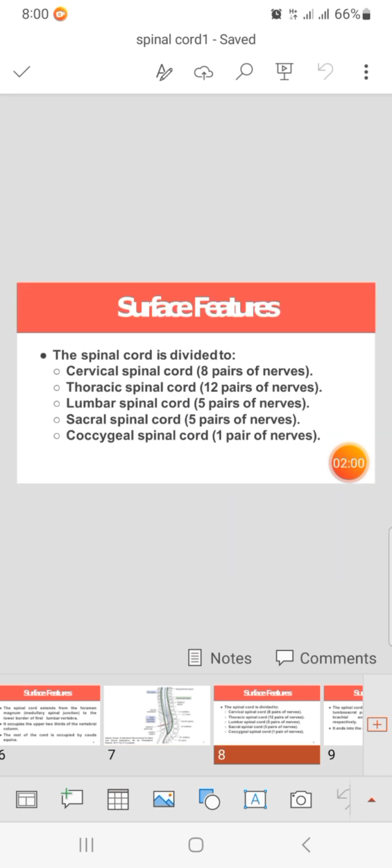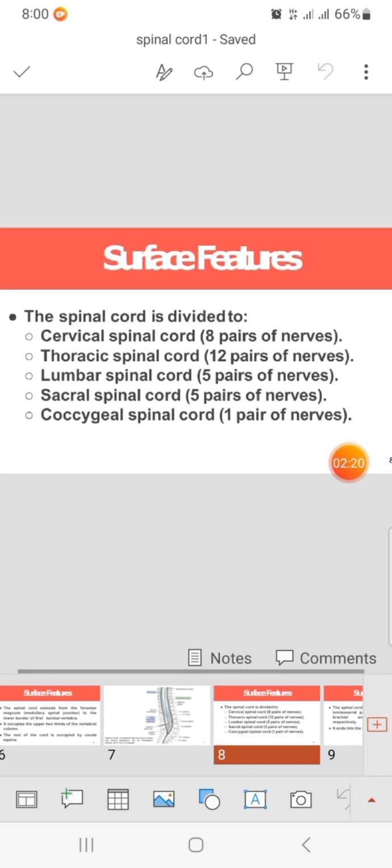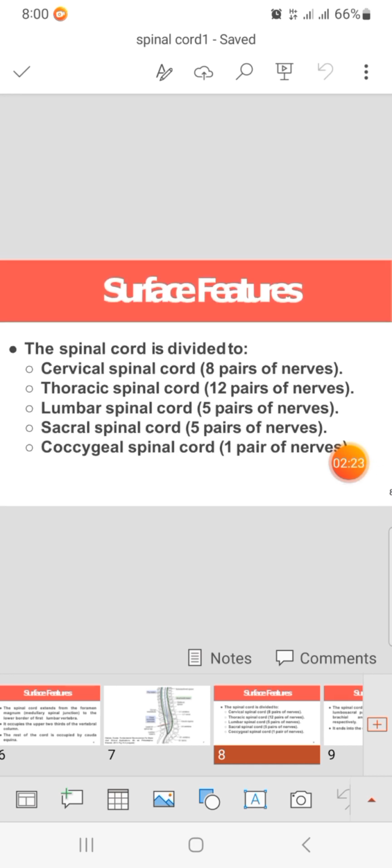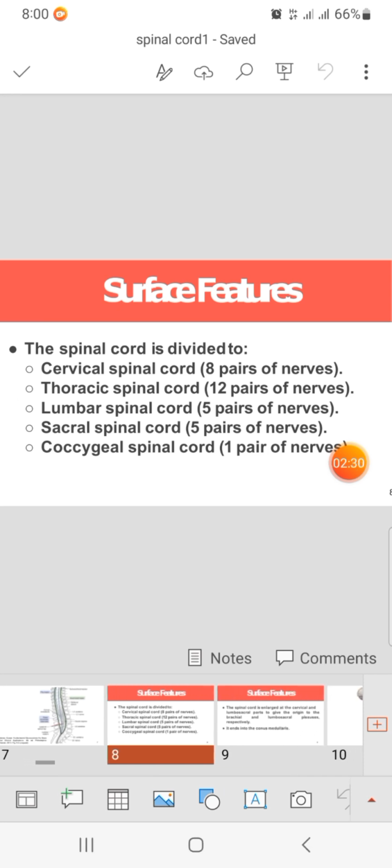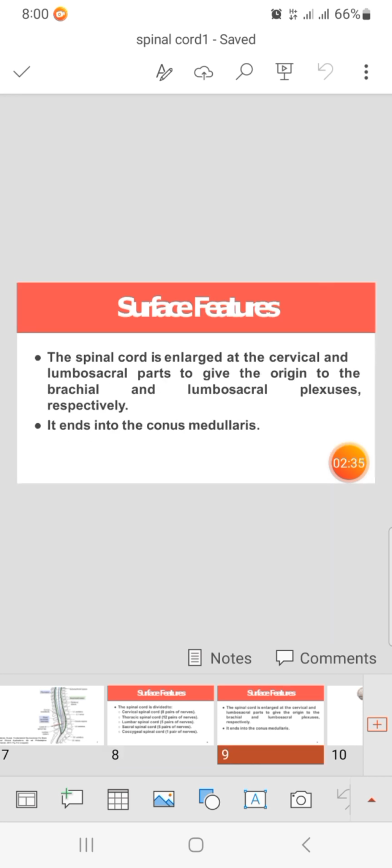Now we come to the different parts of the spinal cord. It is mainly divided into the cervical spinal cord, thoracic, lumbar, sacral and coccygeal. Each part of the spinal cord gives rise to different spinal nerves. For example, from the cervical part of the spinal cord, 8 pairs of nerves arise. From the thoracic, 12 pairs, lumbar 5, sacral 5 pairs, coccygeal 1 pair of nerves. So these pairs of nerves arise from the different segments of the spinal cord.